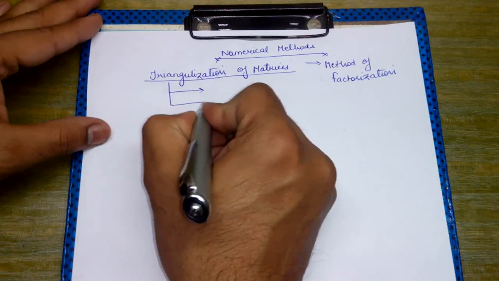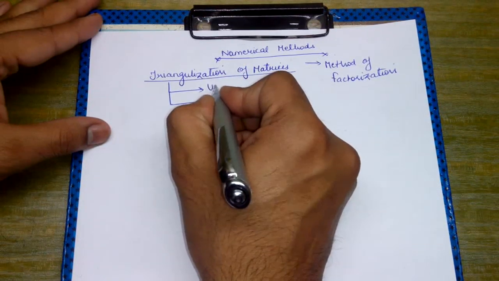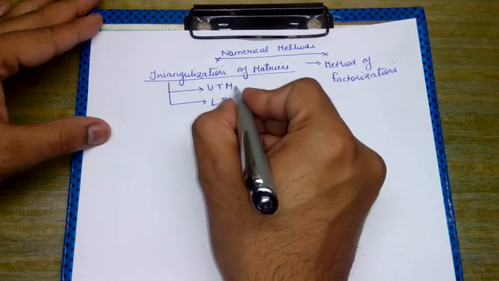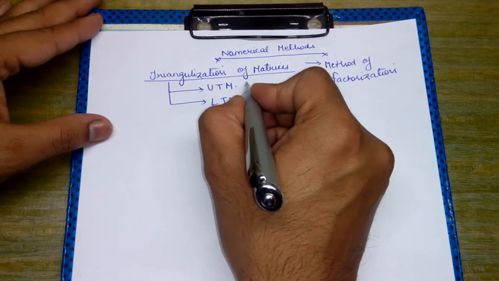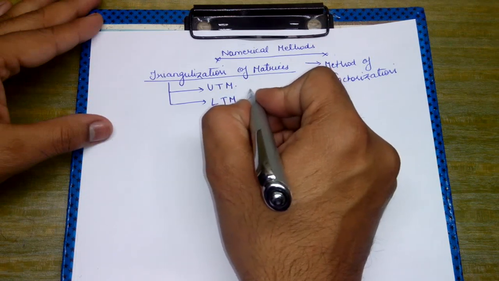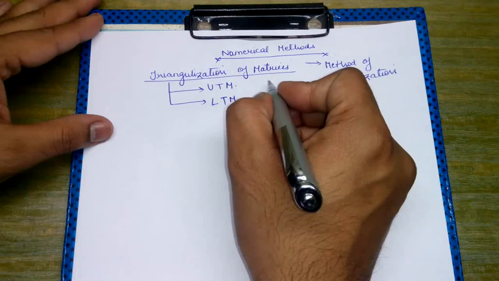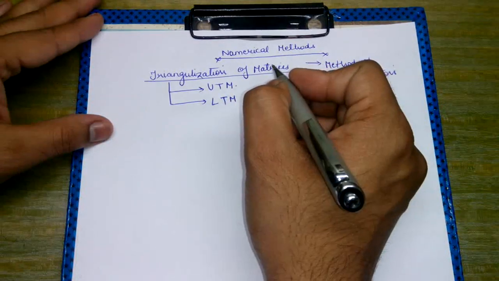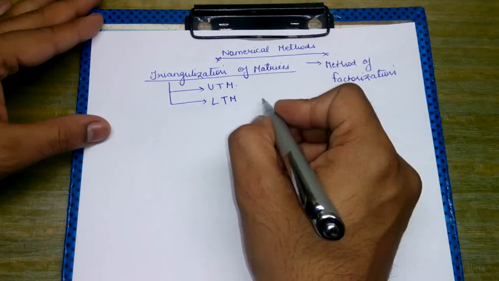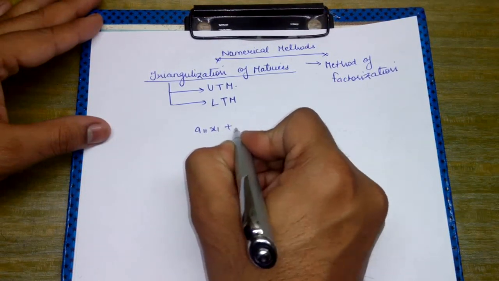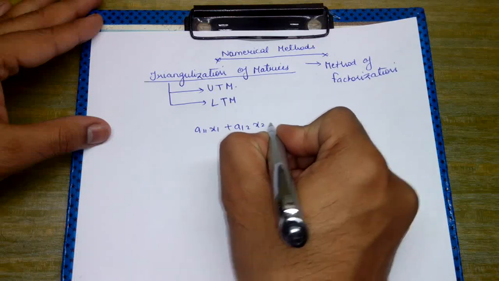And we have already studied that there are two types of matrices. One is the upper triangular matrix and one is the lower triangular matrix. In the upper triangular matrix, the elements which are lying below the leading diagonal are 0. And in the lower triangular matrix, the elements which are lying above the principal diagonal or the main diagonal are 0.